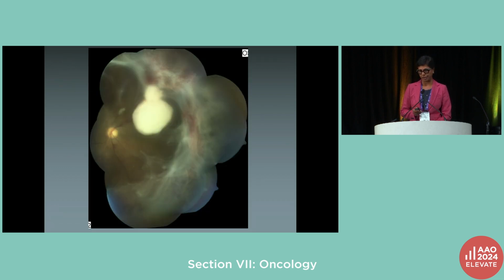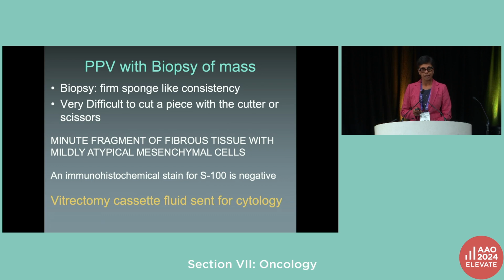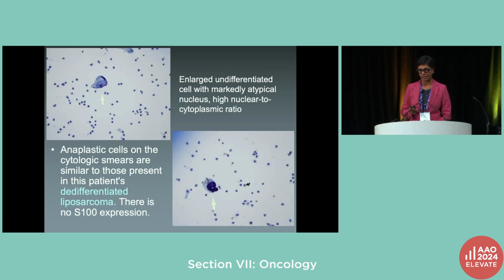So I take her in for a diagnostic vitrectomy and a biopsy. And I have a hard time cutting into the soft, spongy mass. And I realized finally that I won't get an answer with the pathology because I got a small little piece after really struggling for about 45 minutes. And then suddenly something clicked, and I said, let me send the cassette for cytology. I was looking for eosinophils because I thought she had toxocara.